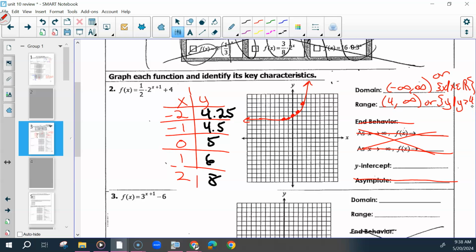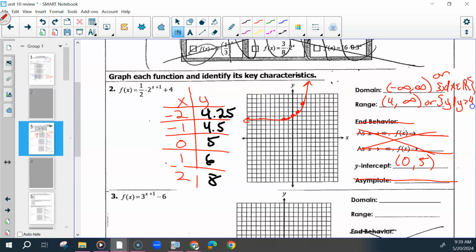And then what's the y-intercept? 5, 0. So all of that is mainly calculator. Now, if you get 5 points on the table that are really, really close together, you may want to look back at the table and add in more points. For sake of time, we're going to move on.